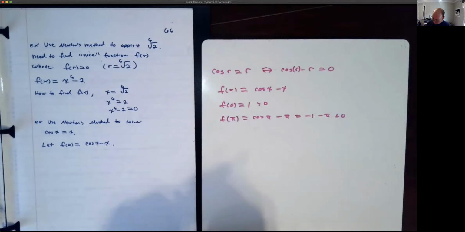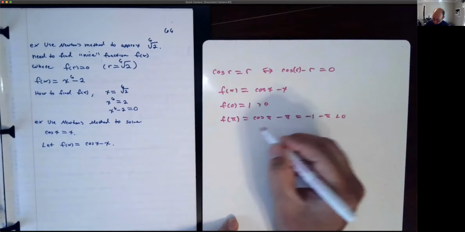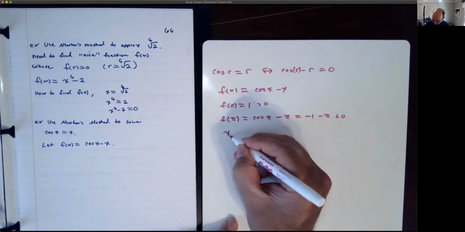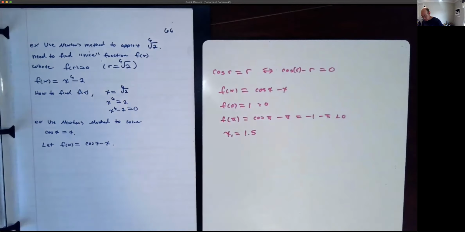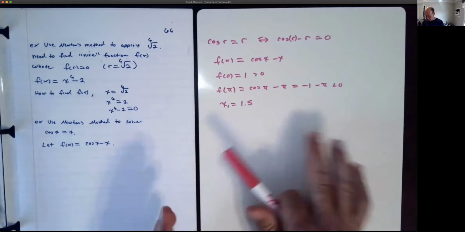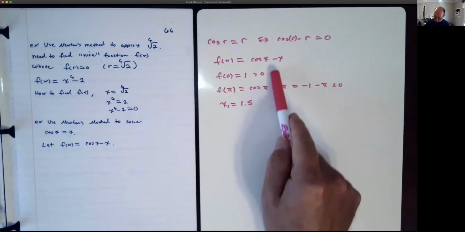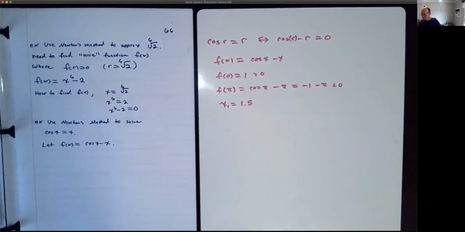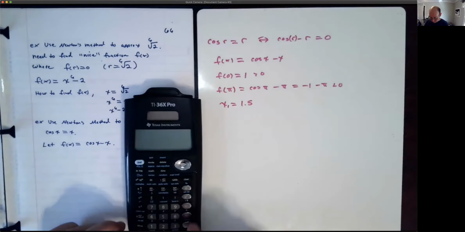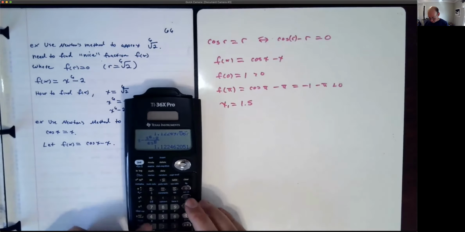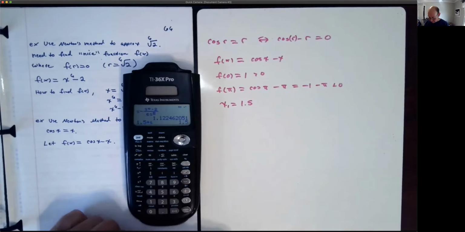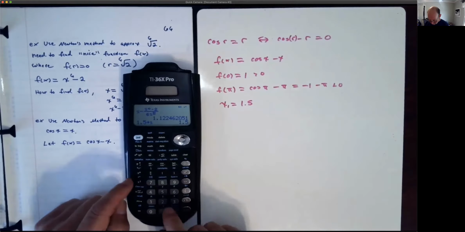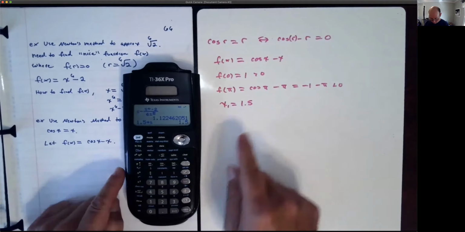So pi is about 3.14. Why don't we just let our first guess be like 1.5? It doesn't matter. You could choose whatever number you like on our exams, but if you want to understand it a little more deeply, something like this is definitely helpful. All right, so let's program this into our calculator. So 1.5, we're going to store that as x.